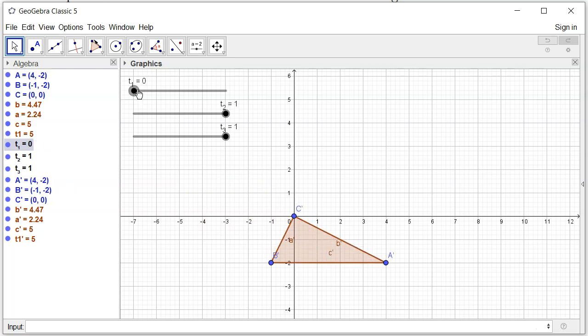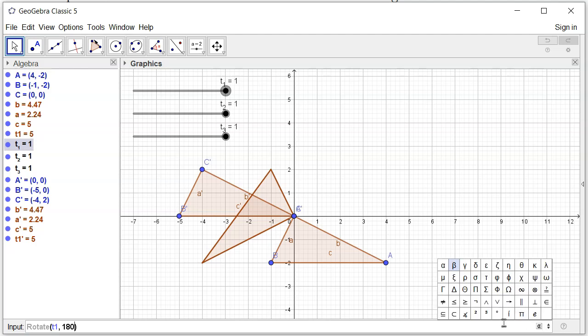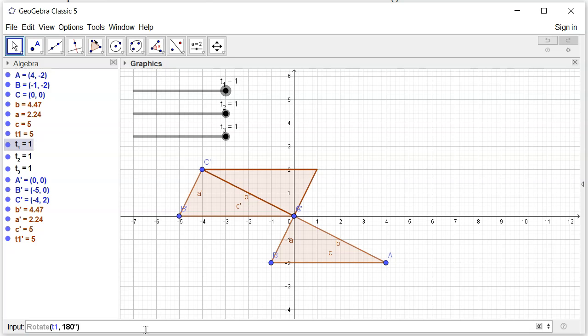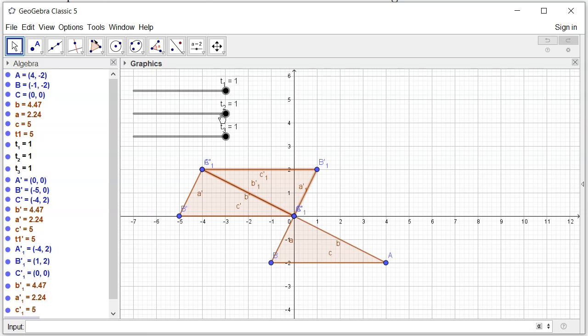And then the next step would be a rotation. Rotate, object is again T1, and the angle is going to be 180 degrees. Make sure to put the degree sign, and then multiply by T2, so that I can control this using T2. So here's the original position, and we can go all the way around, just 180 degrees.